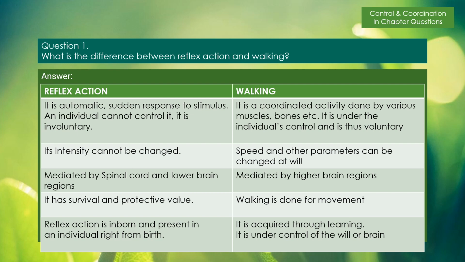As against this, walking is a coordinated activity where there are a lot of muscles and bones which work in coordination based on the signal that they receive from the brain. So the speed and other parameters can be changed at will. We could increase our speed of walking, we could decrease the speed of walking. It's up to us. But we cannot decide on how fast we are going to remove our hand if we come across a hot object. Walking is mediated by higher brain regions, and it is done for movement.